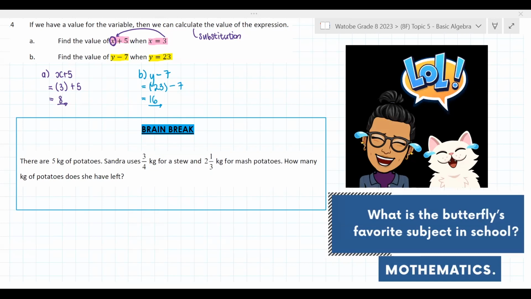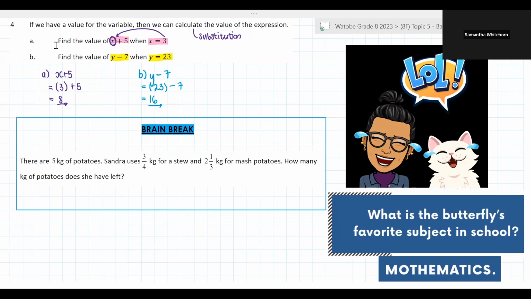So Sandra uses 3/4 kilogram of the 5 kilograms for a stew, and 2/3 kilogram for mashed potatoes. How many kilograms of potatoes does she have left? I know we don't have time, but just picture or draw the 5 kilograms of potatoes, and you can split them up.